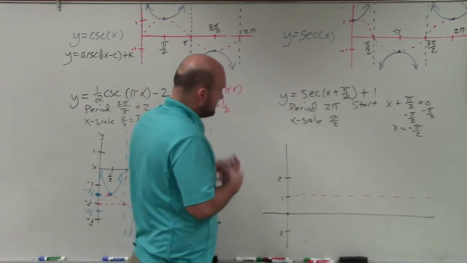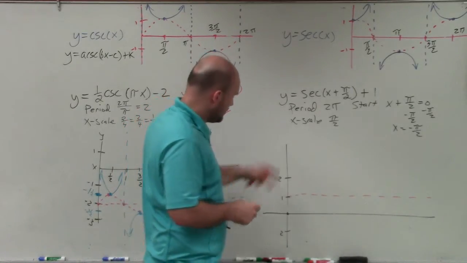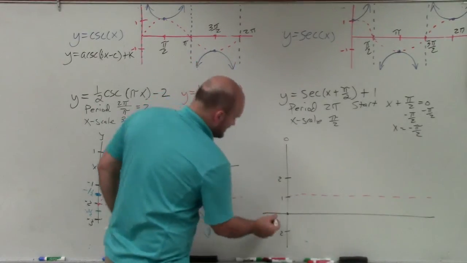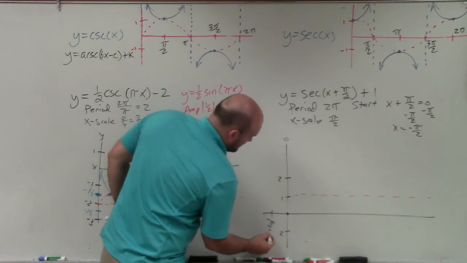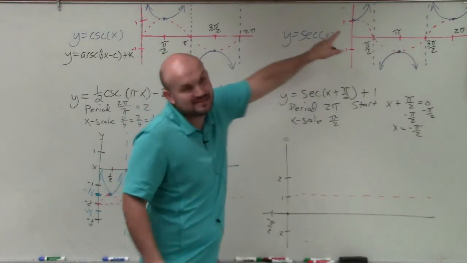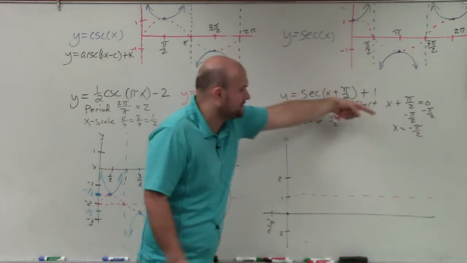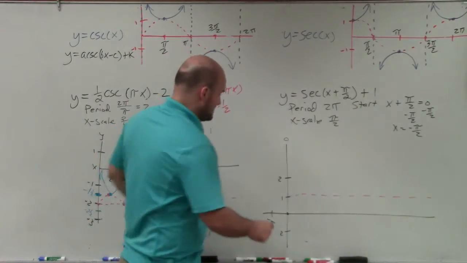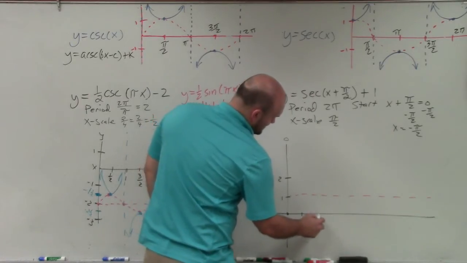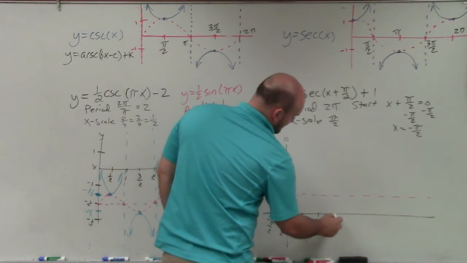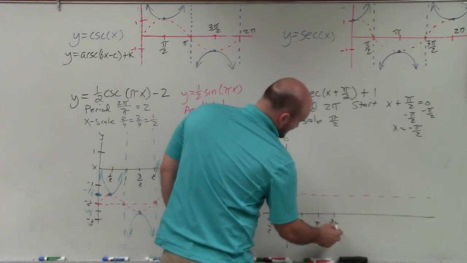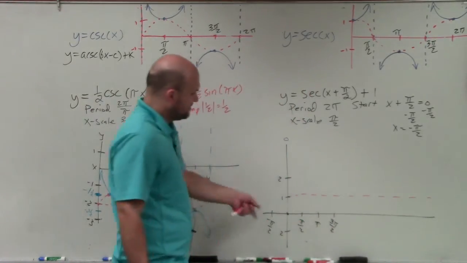So the next thing we need to do is make sure we have our x scale. Now remember, this is at 0, right? Well, we're not starting at 0. We're starting at negative pi halves. That's very, very important to remember. We're not starting at 0. That was the initial period. We have a phase shift, which is now starting at negative pi halves. So I have negative pi halves, 0, pi halves, pi, 3 pi halves. That's going to be our first period.